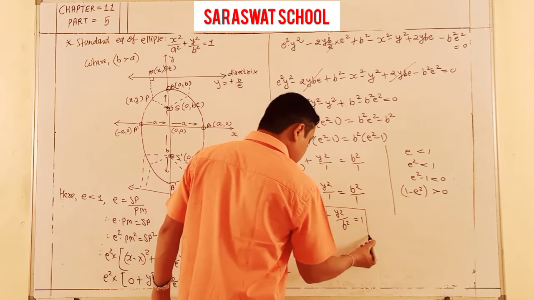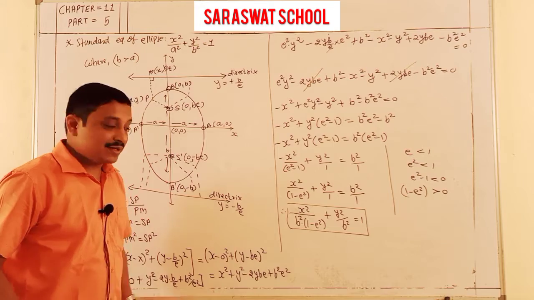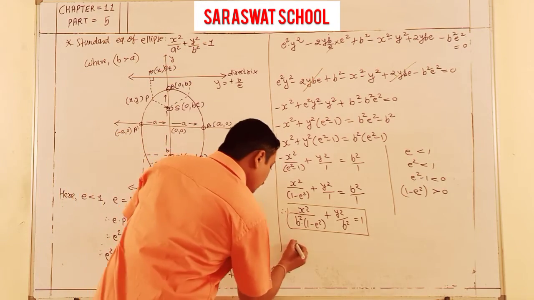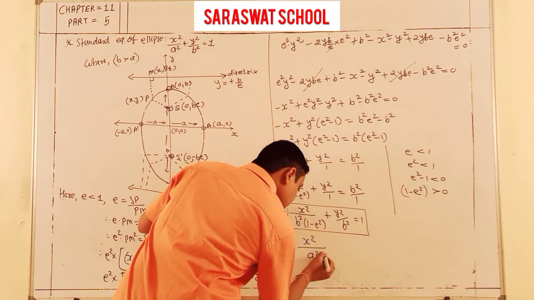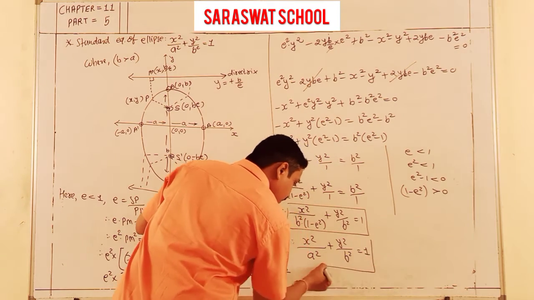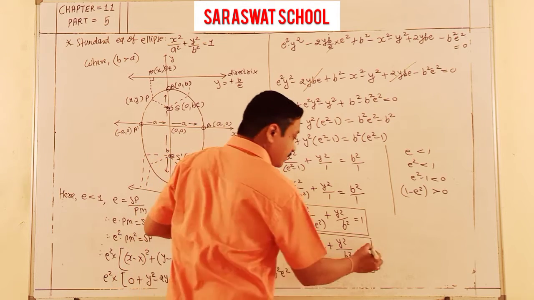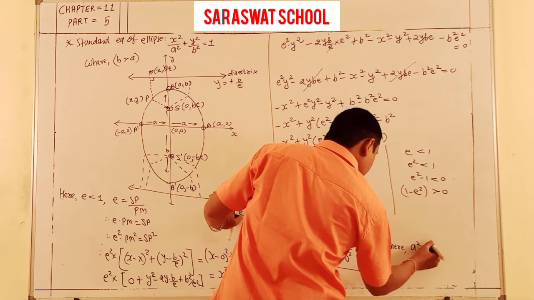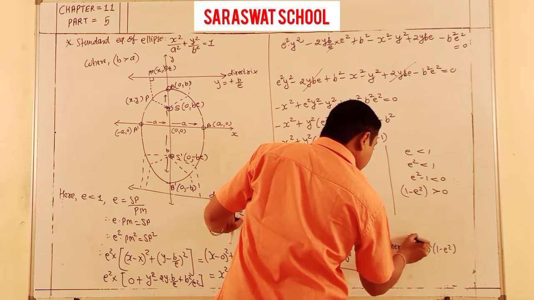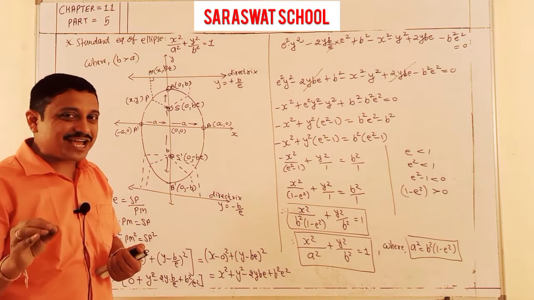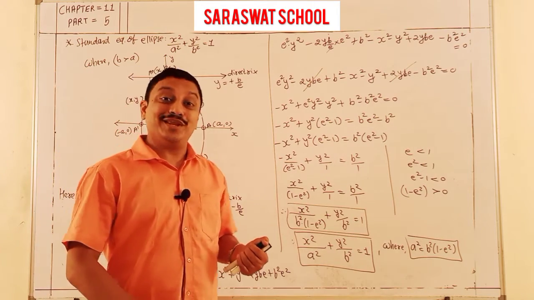Here our journey is over, because of that assumption, a square. So students, we write down here x square by a square plus y square by b square is equal to 1, where a square is equal to b square times 1 minus e square. This condition is the main condition to utilize every time in the final numerical calculation.